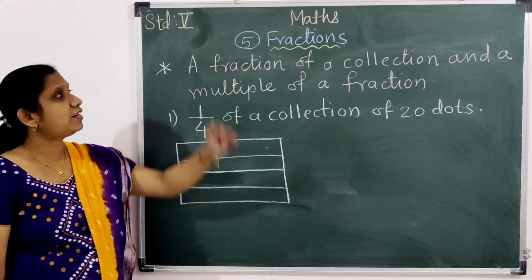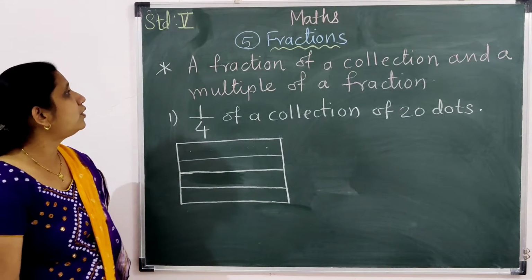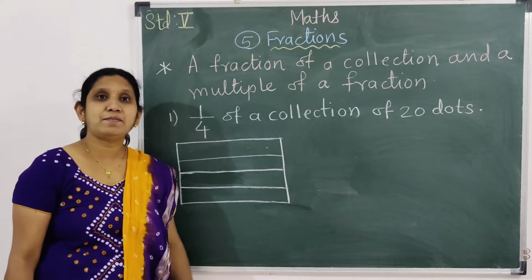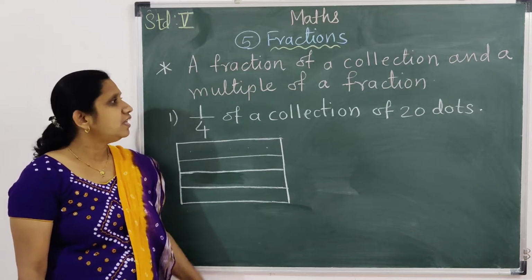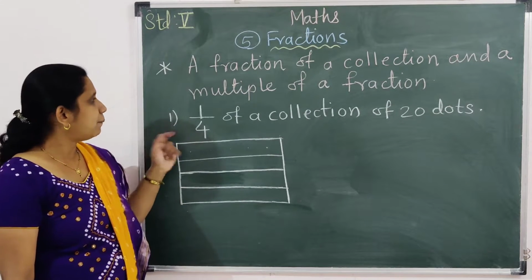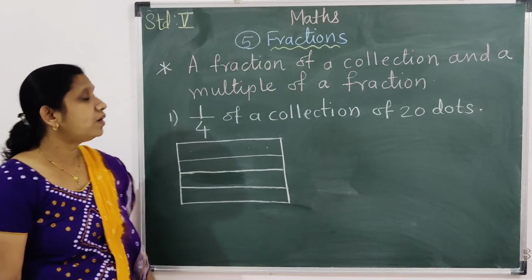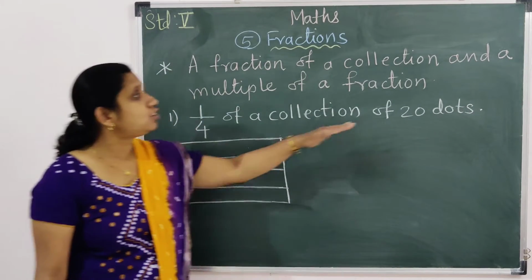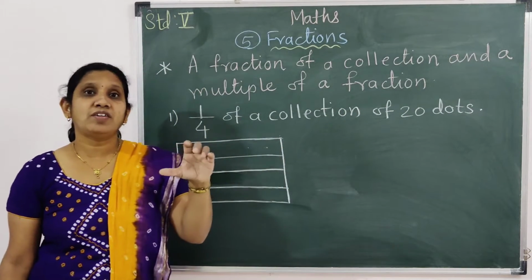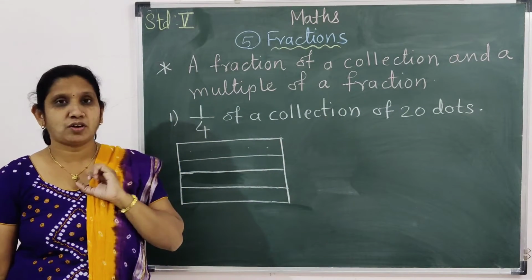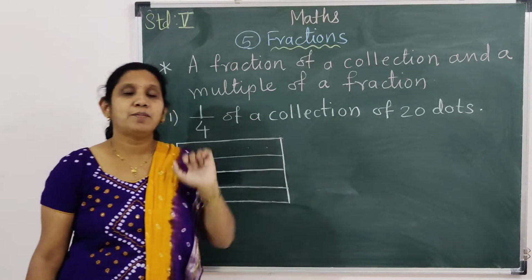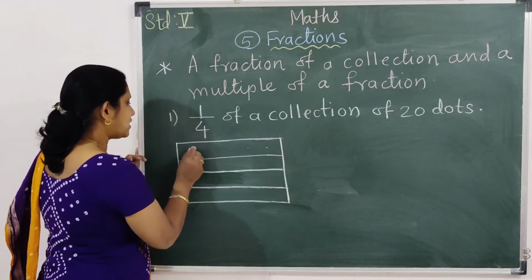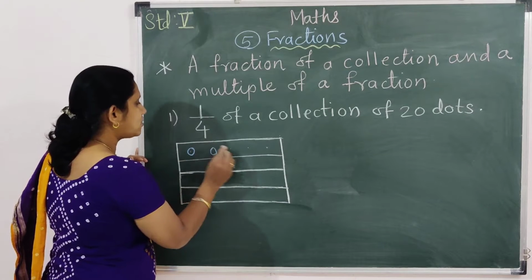Students, in this part of the lesson on fractions, we are going to study a fraction of a collection and a multiple of a fraction. Let's see a few examples. 1 upon 4 of a collection of 20 dots. It means these 20 dots we have to convert into 4 parts, or these 20 dots will make 4 parts. So 5 4s are 20. Yes, so we'll make 5 dots like this.